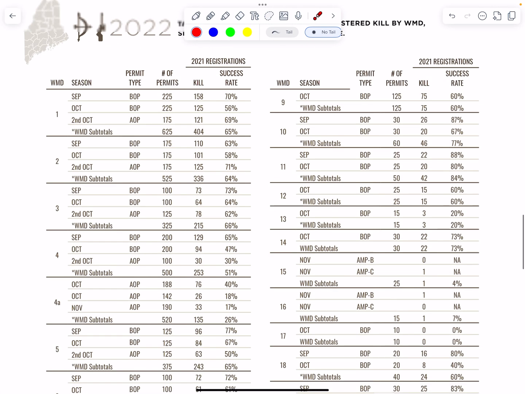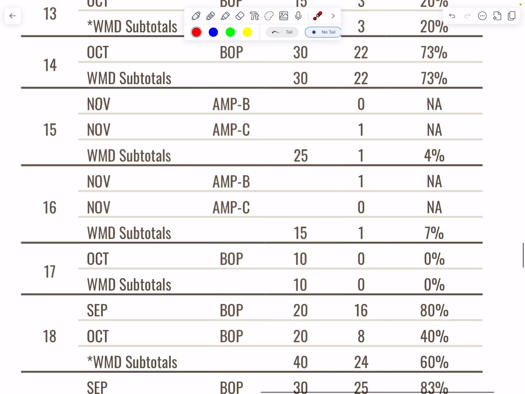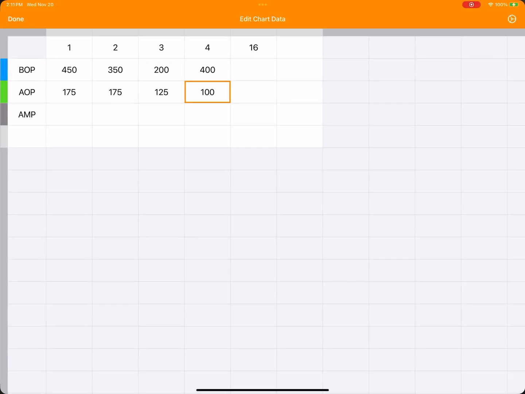this often gets confusing for kids. District 16, all I care about is that there are 15 any moose permits given. These are AMPs, which stand for any moose permit. There's 15 total given. This is breaking it down by bull and cow. So we can see that they gave out 15 any moose permits. 1 person got a bull. There were 0 cows registered, 7% success rate there. So all I care about is the permits issued on this one. These are AMPs. There were 15 of them.